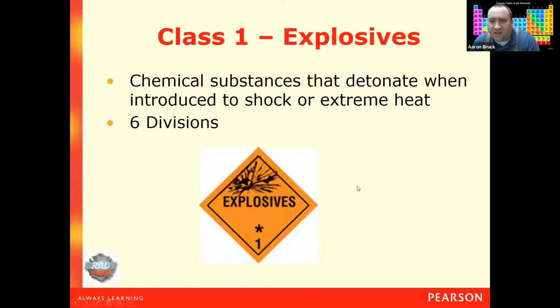Explosives are substances that will detonate when introduced to either shock or extreme heat. Inside of the class 1 explosives, there are 6 subdivisions that rank in order from low-grade explosives to high-grade explosives, each one increasing in their lethality or their danger. Explosive placards are easy to indicate, easy to look at. They are the only ones that are orange.